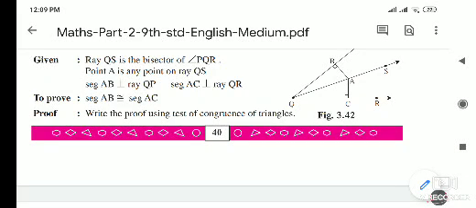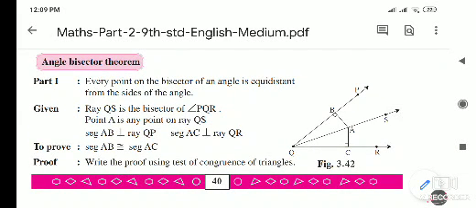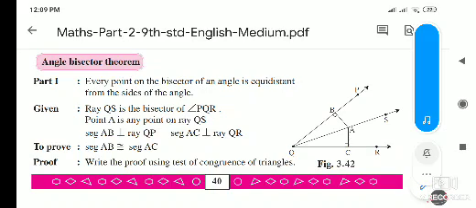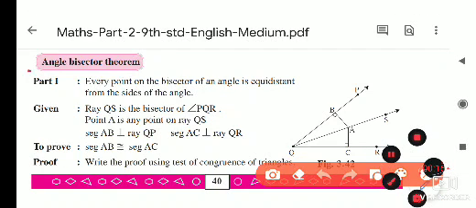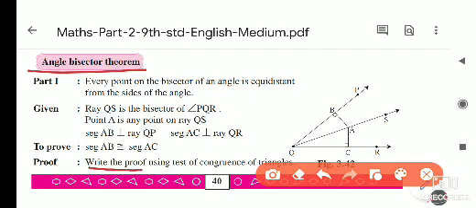Hello students, third lesson, triangles. Today we will see the next part of the lesson, and there is a theorem, the angle bisector theorem. You have to prove this theorem. Write the proof using the test of congruence of triangles.